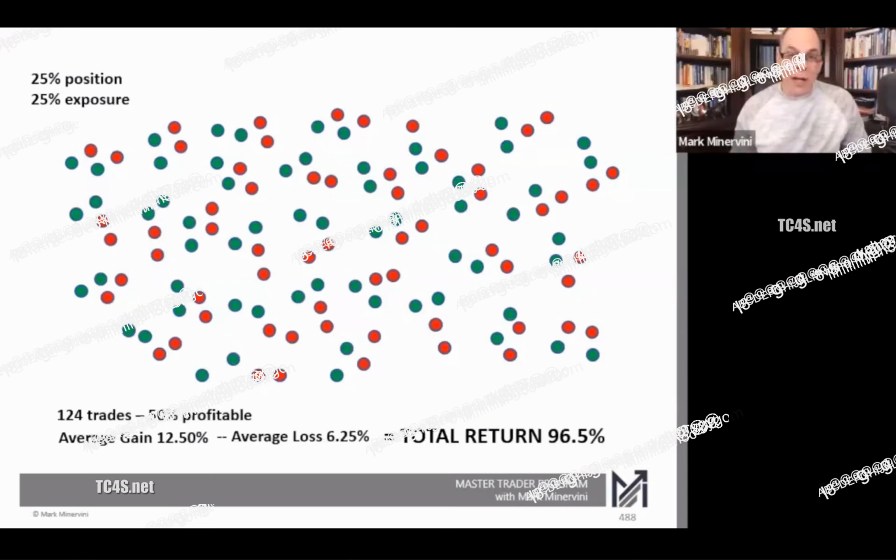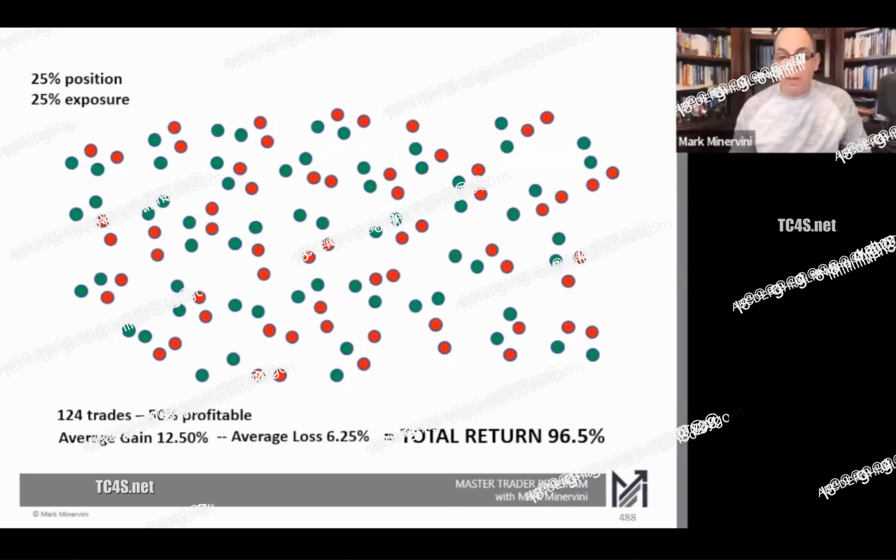So the average gain, as far as the green dots, they represent an average gain of 12.5%. The red dots represent an average loss of 6.25. Doesn't really matter what would be assigned to each dot individually. The average gain, 12.5 versus 6.25, is 2 to 1. So 2 to 1 at 50% batting average is a 2 to 1 trader. This would be getting that $2 for risking one, right?